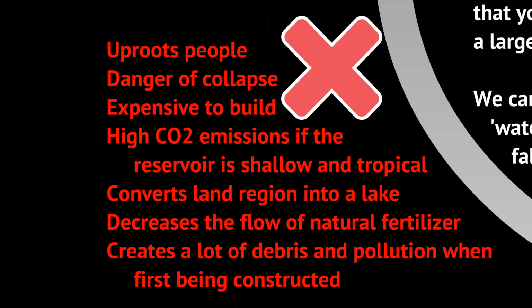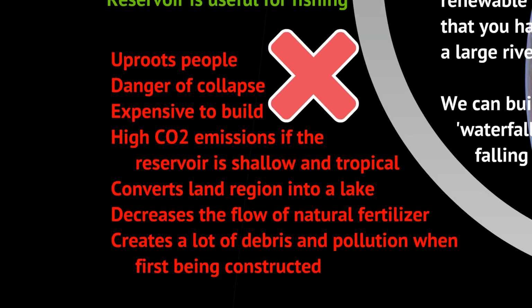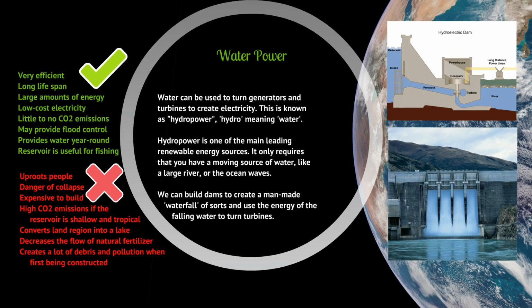Bad things. It upsets people. If you want to build a dam and you want to have a big reservoir, you have to kick them out. Next, the dam might break down. It's very expensive to build, and the very first time you build the dam, you have to create a lot of pollution because you're destroying the surrounding cliffs, surrounding rocks in order to place that dam in there in the first place. And that's hydropower.